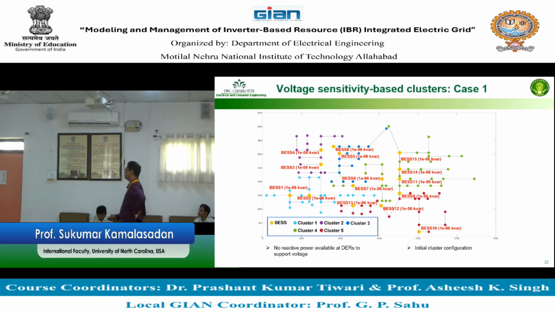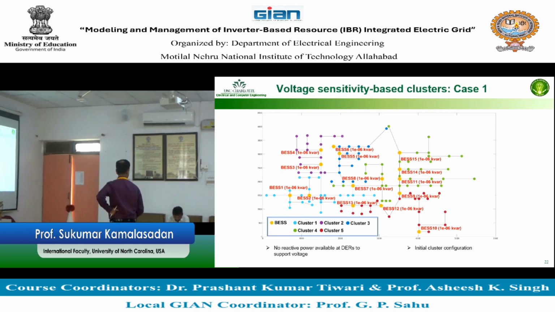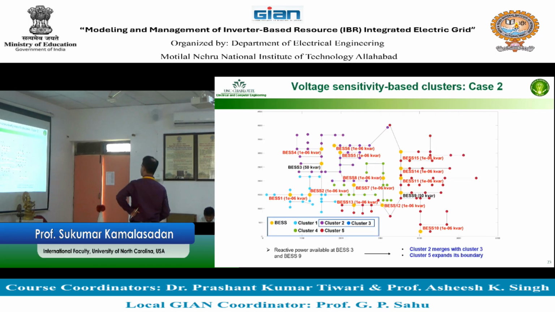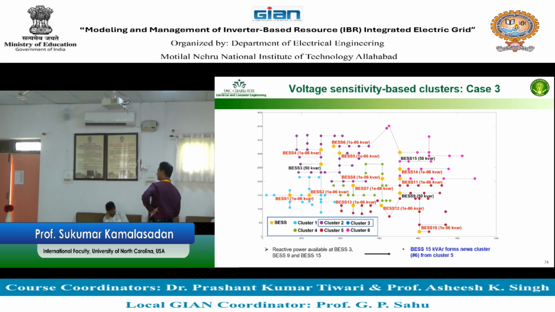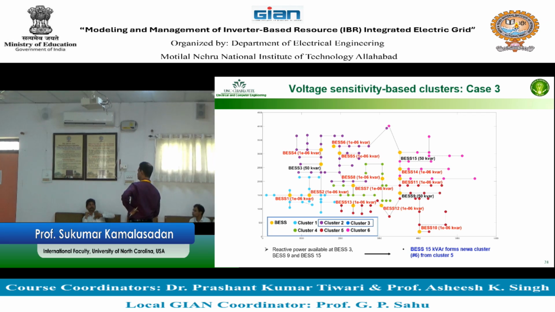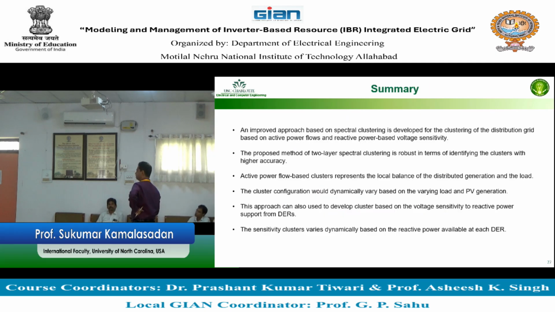Now, in the first case, no reactive power is available at the DERs to support the voltage. Then you start getting reactive power available at clusters number 3 and 9, so 2 locations. Then you see cluster 2 merges with cluster 3 and cluster 5 expands its boundary. Why do we do that? Because we have sufficient reactive power. Another case is reactive power available at 3 locations. Then you see it forms a new cluster 6 from cluster 5. So you actually have another group. The summary is that you can change the clusters.